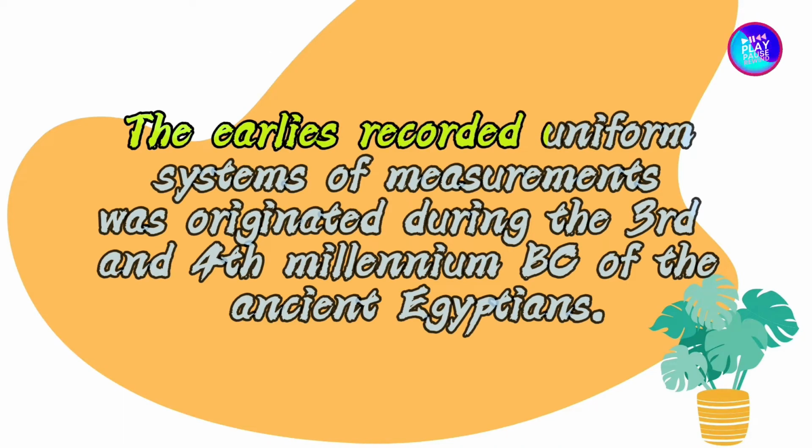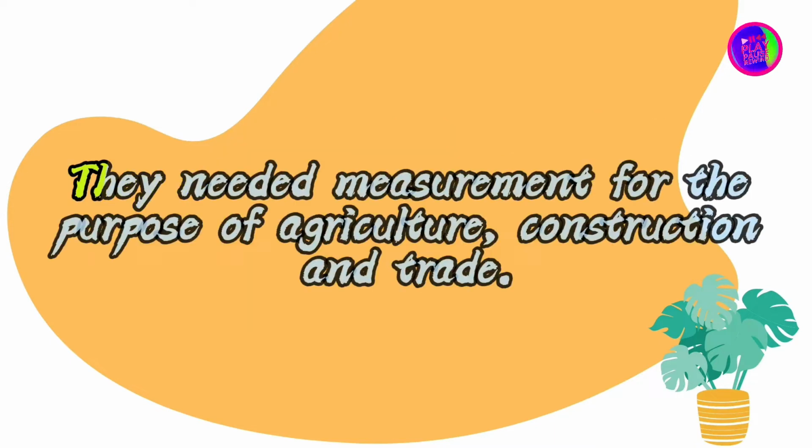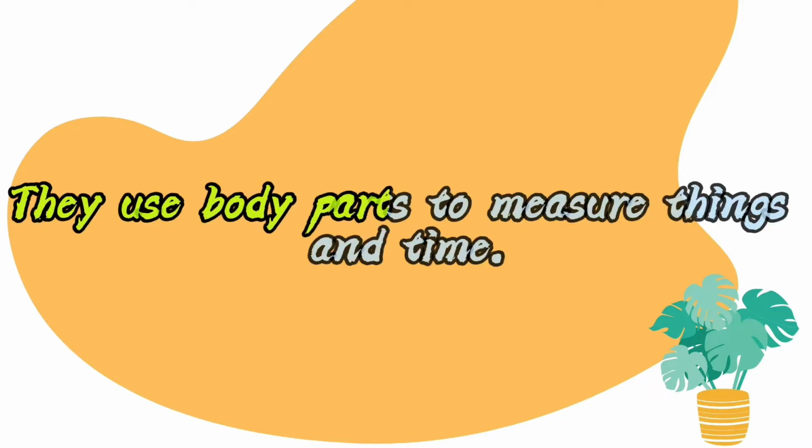The earliest recorded uniform systems of measurements originated during the 3rd and 4th millennium BC of the ancient Egyptians. They needed measurement for the purpose of agriculture, construction, and trade. They used body parts to measure the things and time. This is what we call the non-standard unit of measurement.